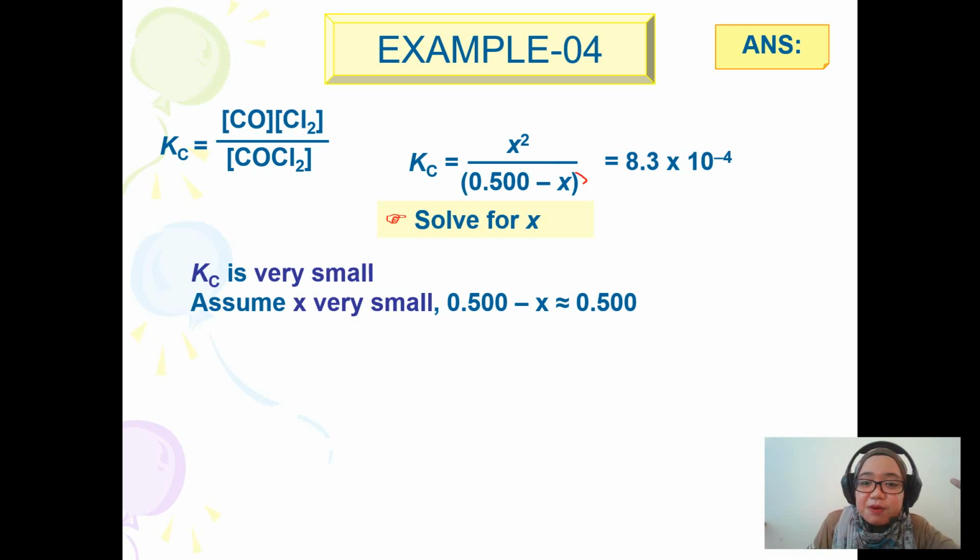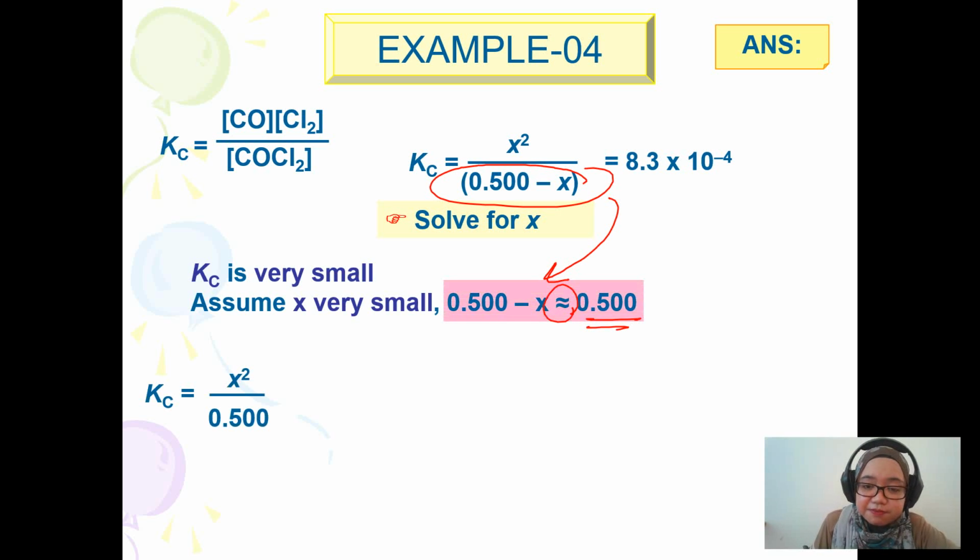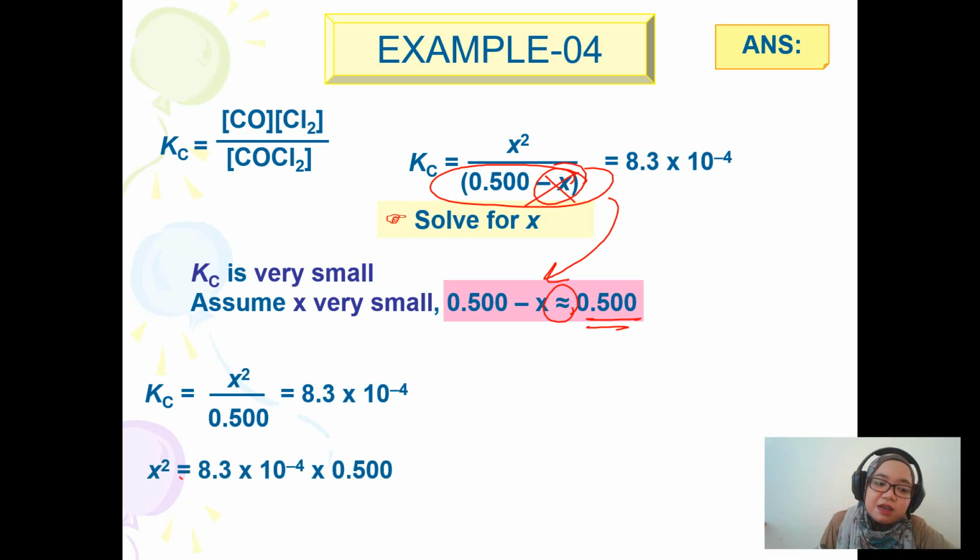Since we assume x is very small, 0.5 − x is approximately the same as 0.5, so there is no difference. That is why we just put x squared divided by 0.5, without including x in the denominator. We get 8.3 × 10⁻⁴ as Kc. When we solve for x², we get x equals 2.0 × 10⁻².